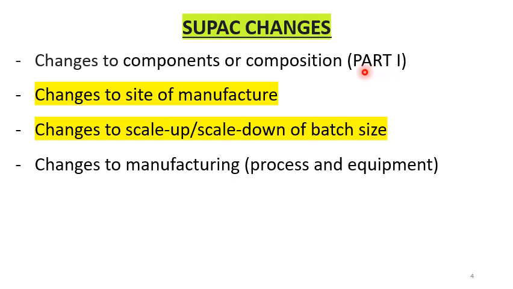So watch that also to have in-depth understanding of the basics of SUPAC guidelines and changes to the components and composition. Then in this video mainly we will see the changes to the site of manufacture, and changes to the scale up and scale down of the batch size. So that means increase or decrease in the batch size. Then the third video will be on changes to the manufacturing process and the manufacturing equipments.